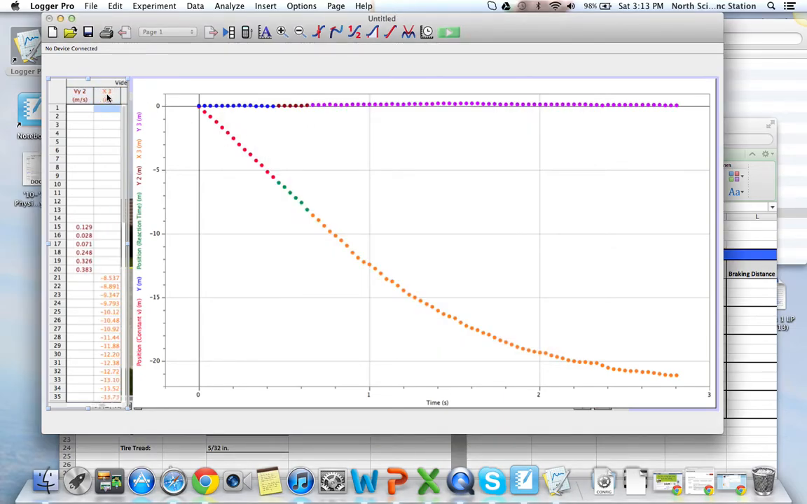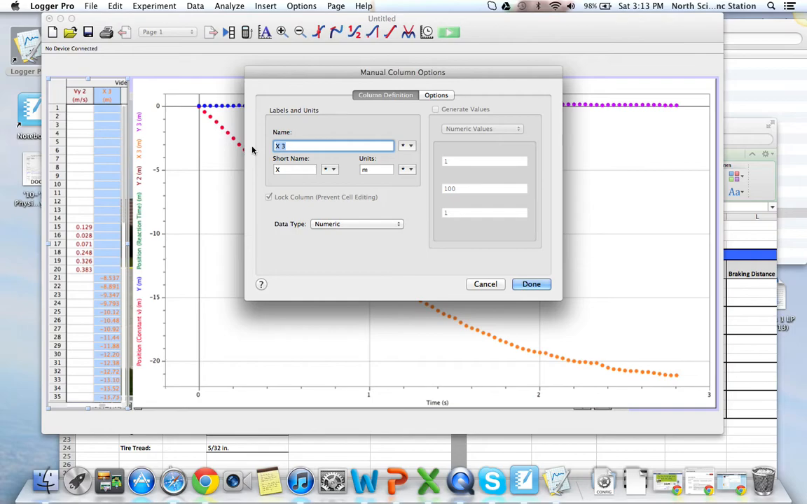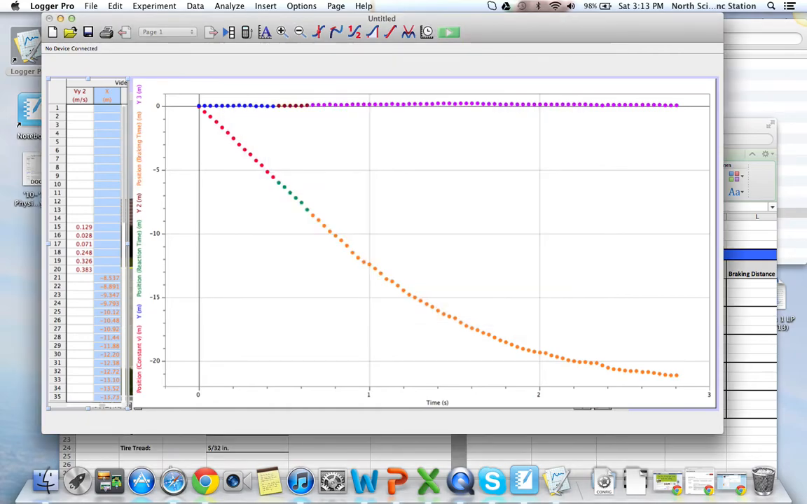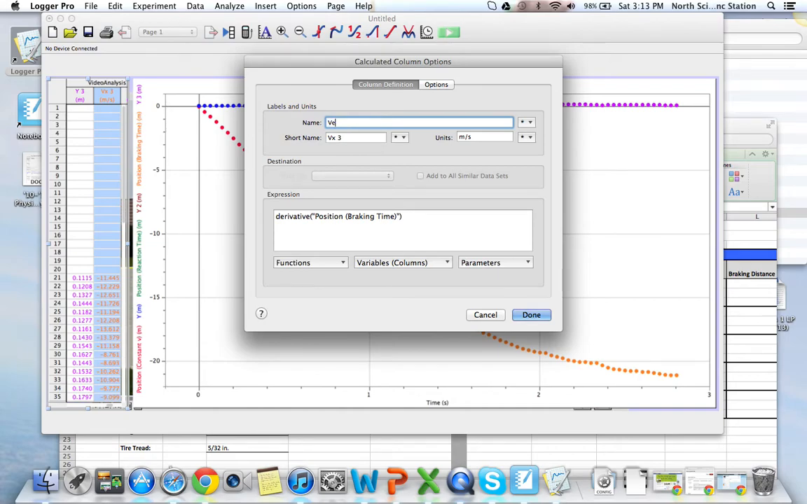And then I have my third portion of my graph, which is over here, and that's going to be my position during my braking time. And then I bump over a little bit further again, and I get my Vx3, so this is going to be my velocity during my braking time.